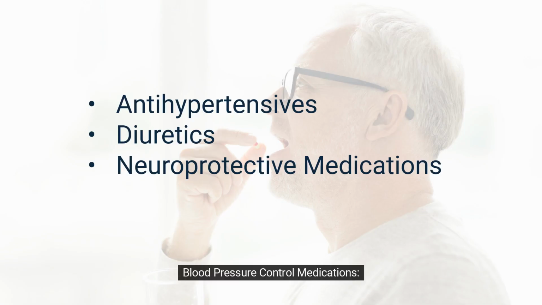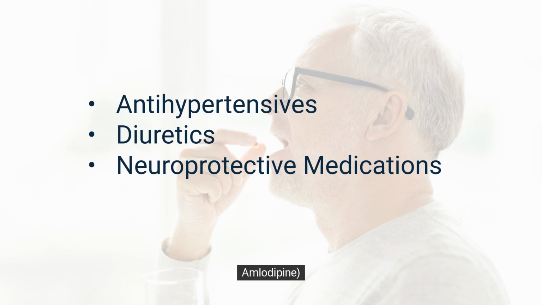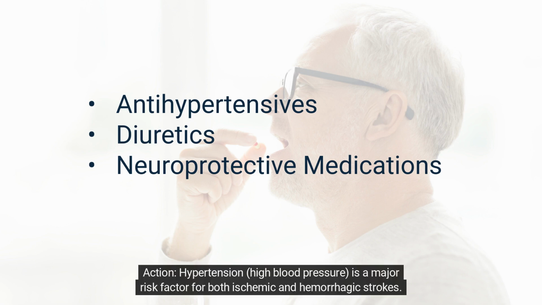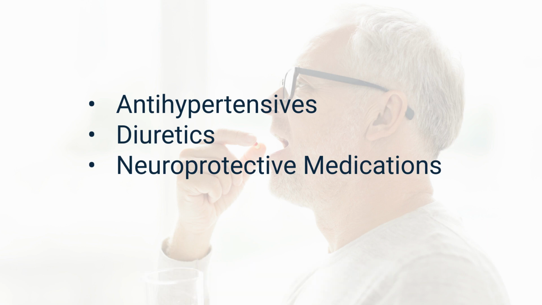Blood pressure control medications. Examples: ACE inhibitors, e.g. lisinopril, beta blockers, e.g. metoprolol, calcium channel blockers, e.g. amlodipine. Action: hypertension, high blood pressure, is a major risk factor for both ischemic and hemorrhagic strokes. Blood pressure control medications help lower blood pressure, reducing the risk of stroke.